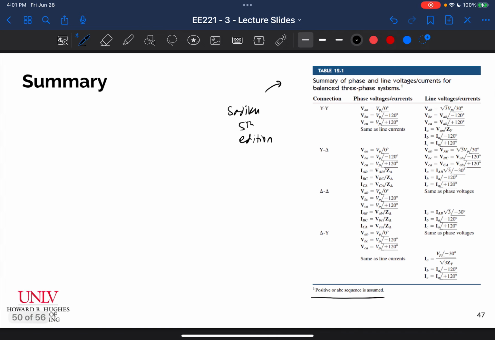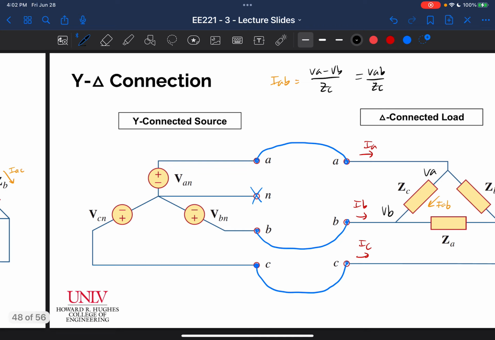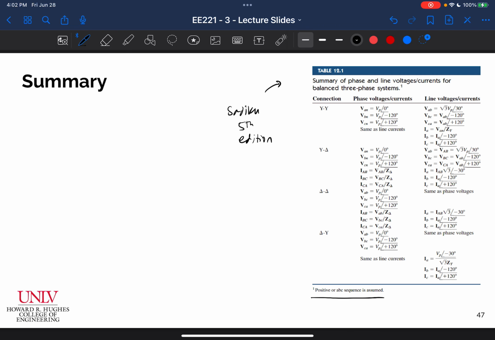Okay, so I'm going to go ahead and end this video here, and I think after this we've got some example problems. Is that right? Yeah, so let's go ahead and start solving some example problems for three-phase circuits, and we'll wrap this module up pretty soon. Let's do some examples.